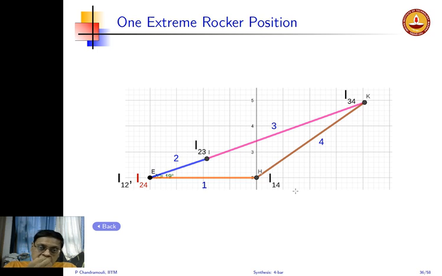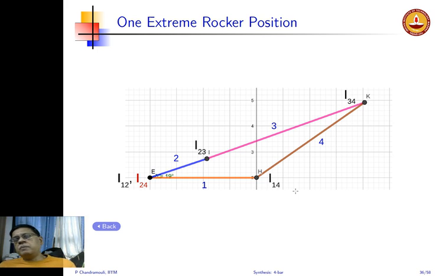Now, these by inspection are very easy to detect. In a 4 bar with 4 revolute pairs, you have seen earlier that there are 6 instantaneous centers. 4 are already marked by inspection, and the other 2 are I13 and I24. For us, the interest is I24 because I am trying to look at the relation between the input crank and the rocker output, right? So I am more interested in I24.